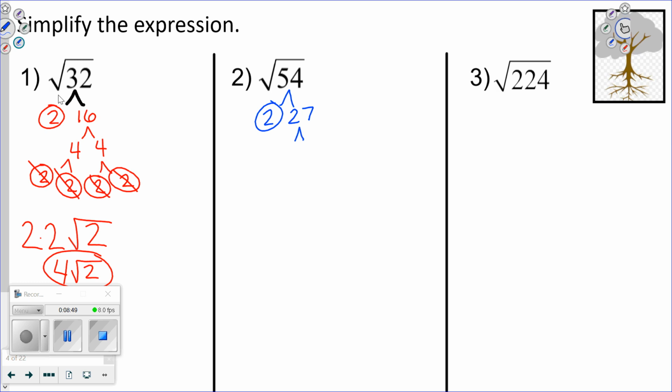All right, so 27, 3 and 9. 3 is done, so we'll circle that one. And then 9, 3 and 3, and we'll circle those. Yeah. So then when I go to look for pairs, what do you have a pair of? A pair of 3s. So they come out as 1, 3, right?